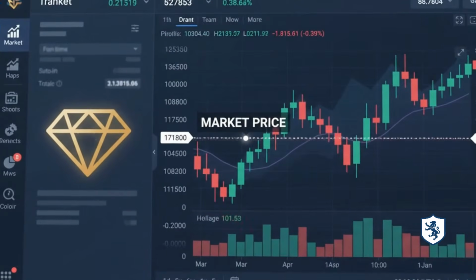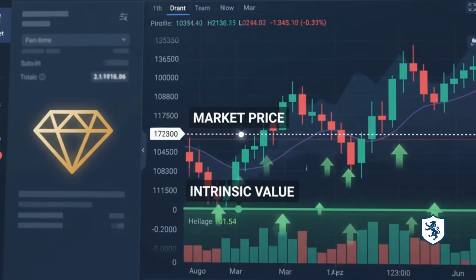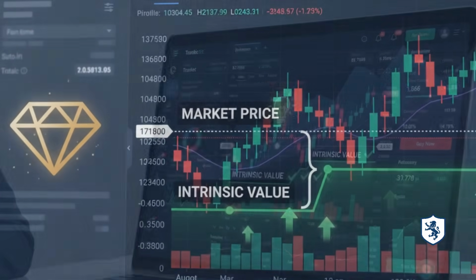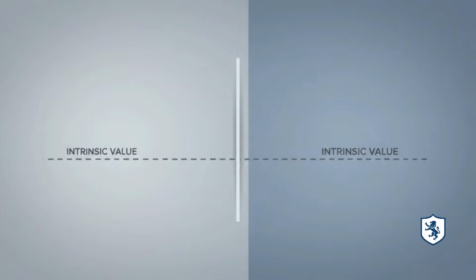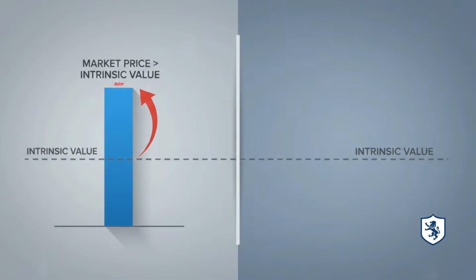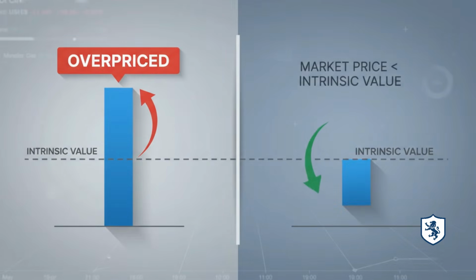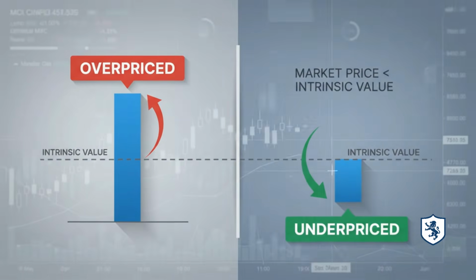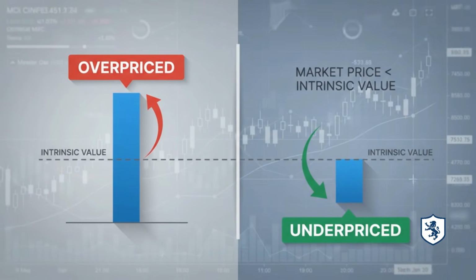Fundamental analysts are interested in the intrinsic value of their instrument. In other words, the price where the financial instrument should be trading at. If the price is trading higher than the intrinsic value, then it's considered overpriced. If it's trading lower than the intrinsic value, then it's considered underpriced.